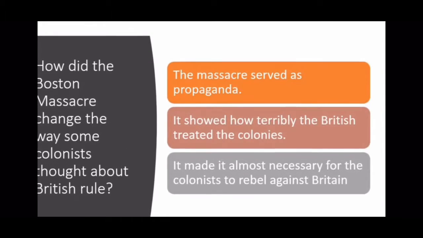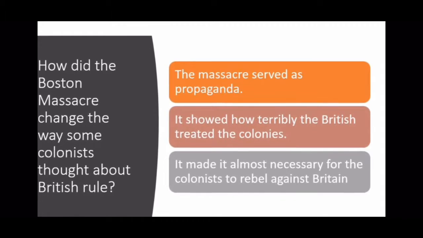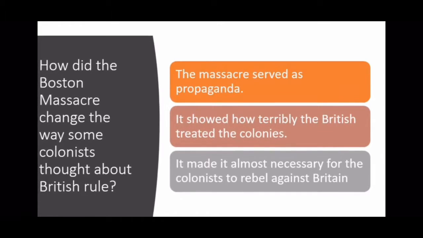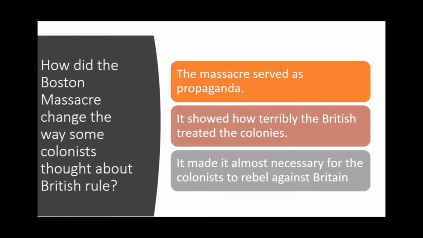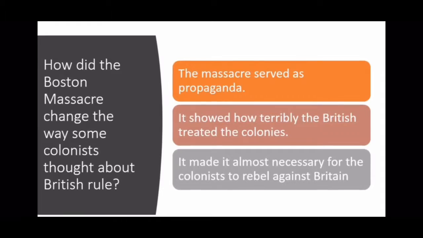How did the Boston Massacre change the way some colonists thought about British rule? The massacre served as propaganda. It showed how terribly the British treated the colonies. It made it almost necessary for the colonists to rebel against Britain.